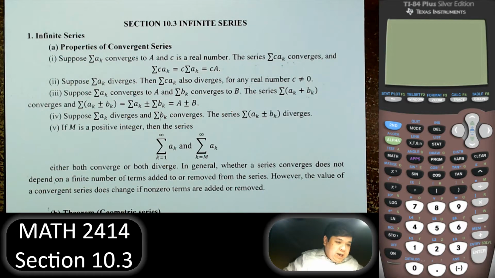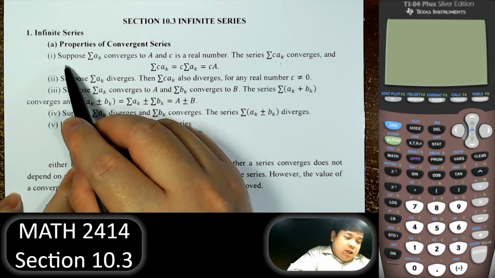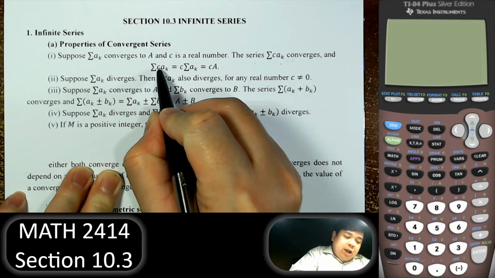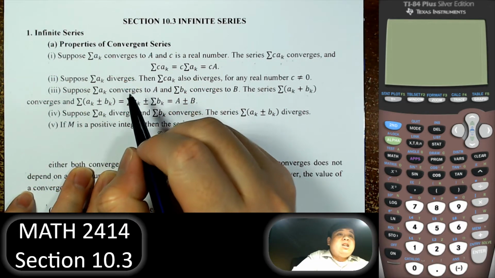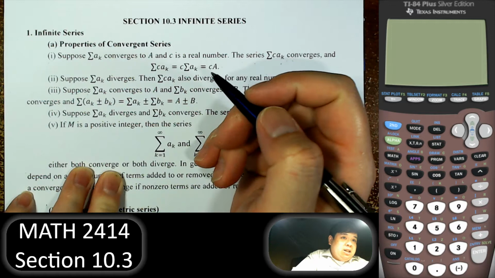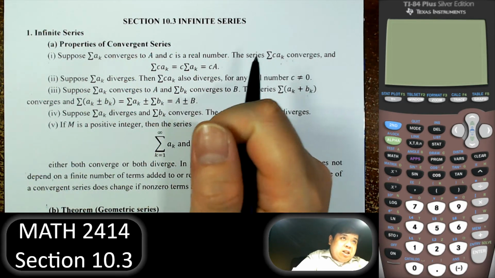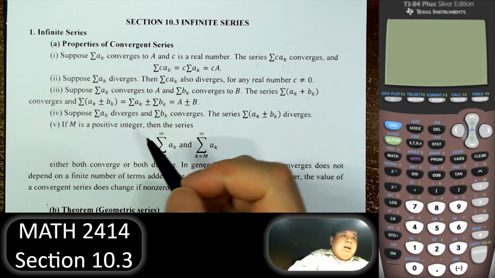Now, let's go over some terminology first. Suppose the series is convergent. Having a constant, we can take that constant outside. Does that sound familiar? Yes, it is in summation, it is in derivative, it is in integral. And of course, here's the summation.